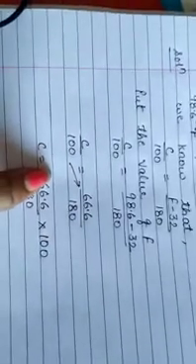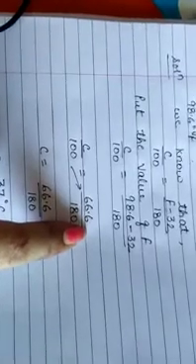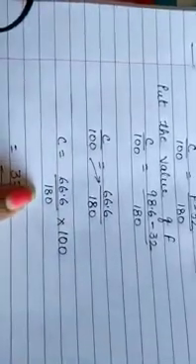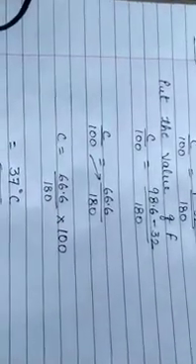We'll do the cross multiplication. You already know in maths you are doing cross multiplication. So 100 will be multiplied by 66.6. First you divide 66.6 upon 180 and then you multiply it by 100. You will get 37 degree Celsius.